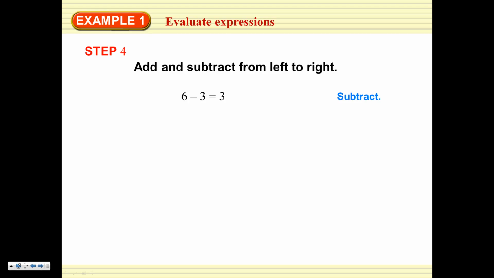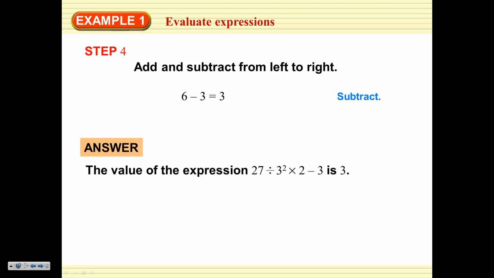So obviously our step 4 will be our addition and subtraction, and obviously from left to right. We only have one thing, it's subtraction, so we will do the subtraction. 6 minus 3 is 3. So that's our first example. So the value of that expression, 27 divided by 3 squared times 2 minus 3 equals 3.